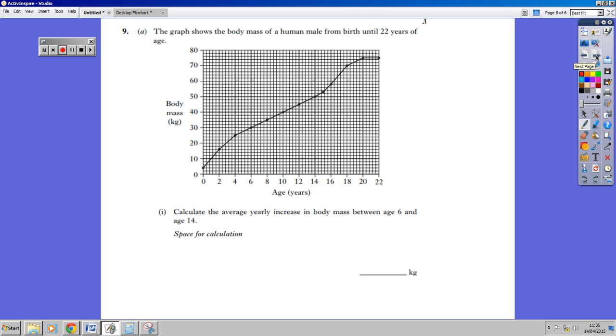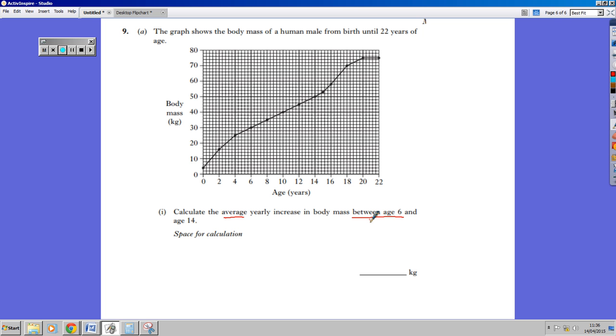Now, in the second example here, we've got the graph showing the body mass of a human male from birth until 22 years of age. And it says calculate the yearly increase in body mass between ages 6 and 14. So important information, we're looking for an average, and between ages 6 and 14.